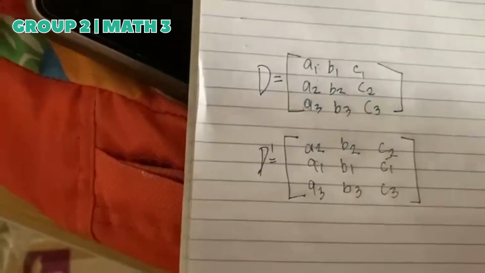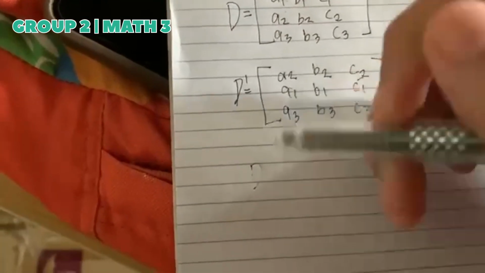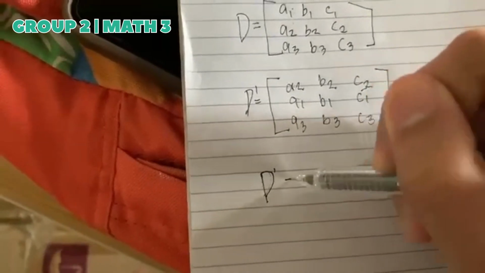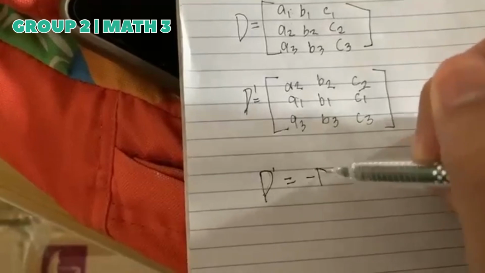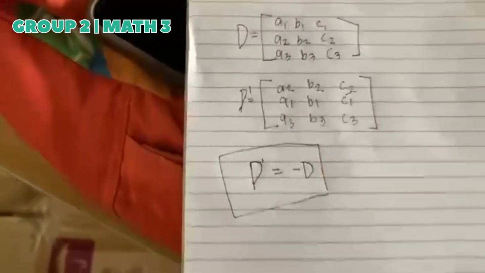That's the switching property. So it means D1 is equal to negative D. That's the meaning of this property. I hope you have learned something about the switching property.